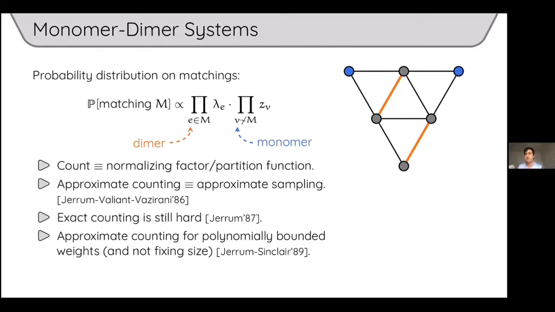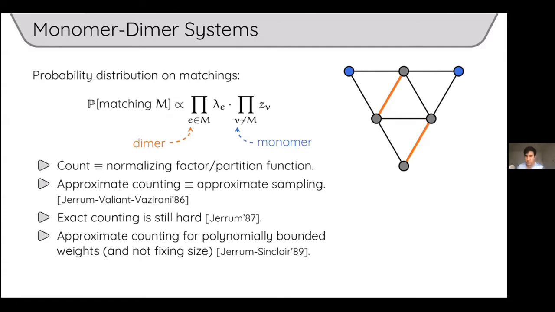So Jerrum and Sinclair, who were basically building the Markov chain Monte Carlo method on their way to perfect matchings for bipartite graphs, also showed that in this monomer-dimer system, as long as the weights are polynomially bounded, let's say you don't have monomer weights, and let's say the dimer weights are polynomially bounded, then there are efficient Markov chain Monte Carlo methods that can sample from this distribution for you. So counting with weights is just computing the sum of these weights over all matchings.